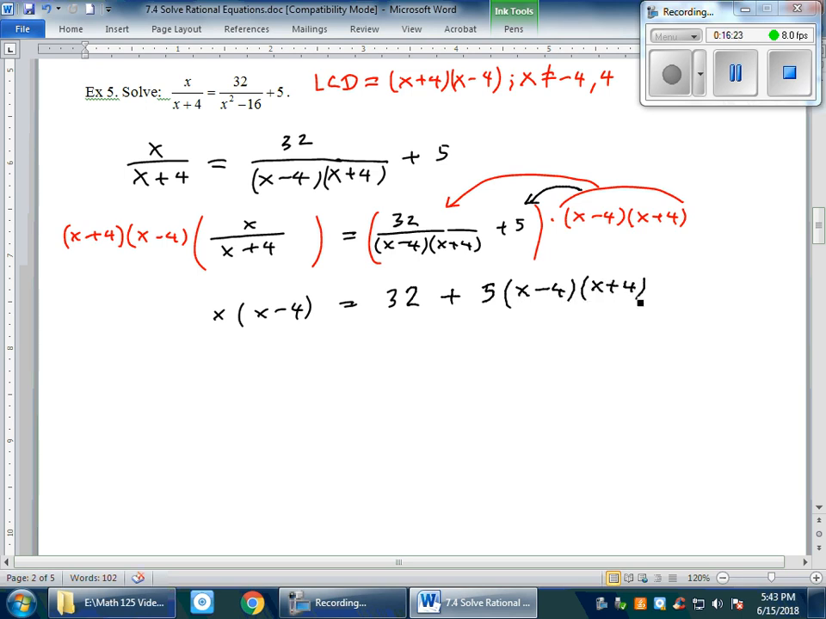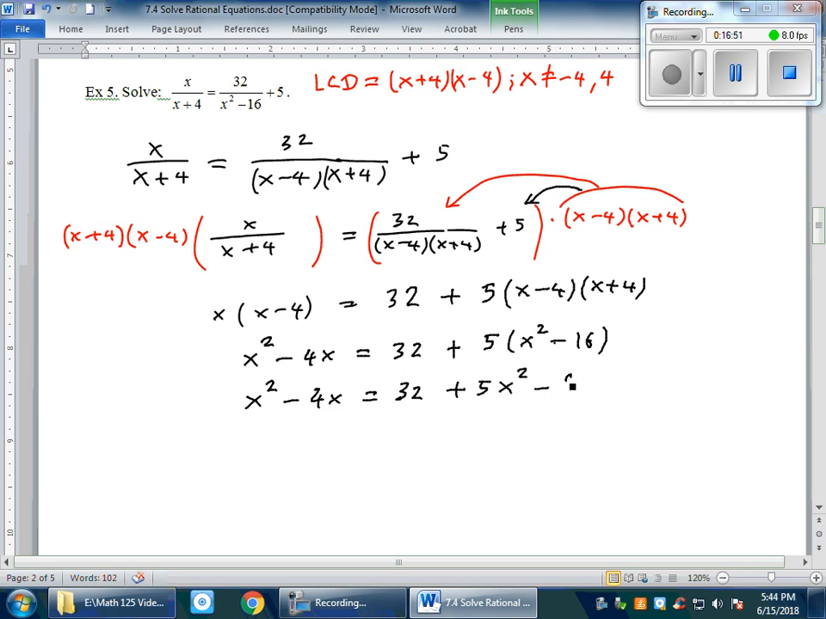Simplify a little bit, distributing x, that will become x squared minus 4x equal to 32 plus, when we multiply the difference of two squares, right? x minus 4 and x plus 4, using the difference of squares formula, that will become x squared minus 16. And now distributing this 5, the right-hand side will be 32 plus 5x squared minus 5 times 16, which is 80.